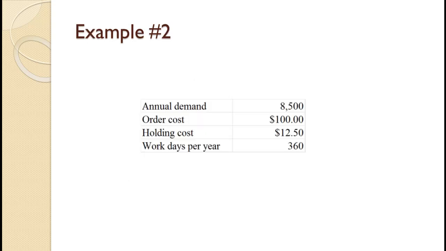A company wishes to know the optimal order quantity for a particular item in inventory. They use 8,500 a year. It costs $100 to place an order and $12.50 to hold the item in inventory for 1 year. The company operates 360 days a year. Calculate 1. Optimal order quantity. 2. Total stocking cost. 3. The number of orders per year. 4. The length of the order cycle in days.